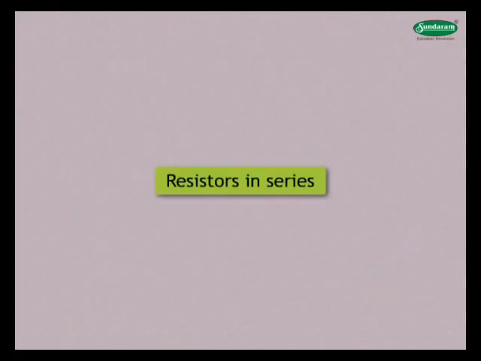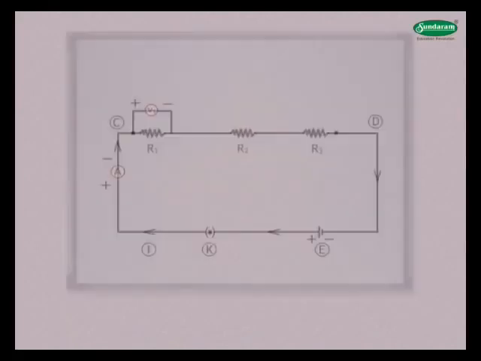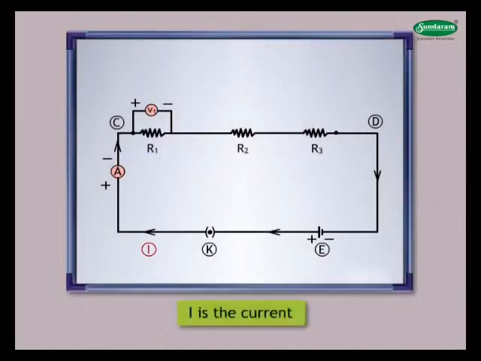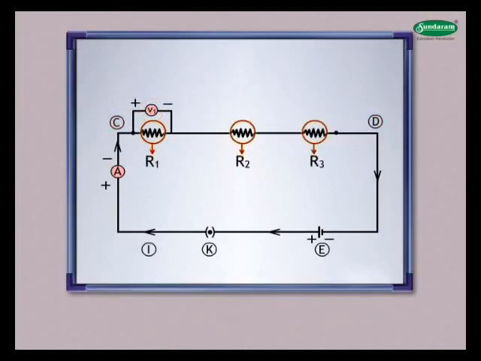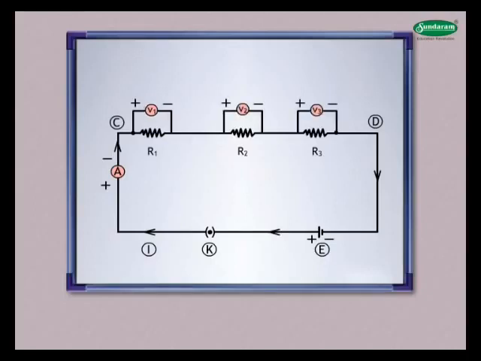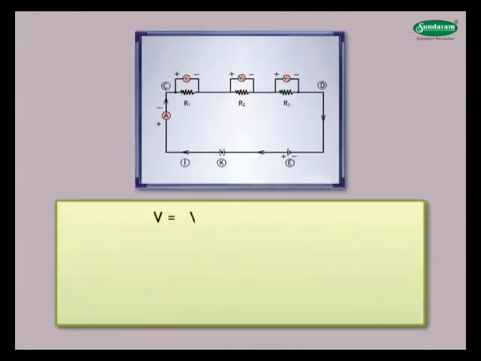Let us study in detail about resistors in series. As shown in the figure, suppose I is the current and V is the PD across points C and D. R1, R2 and R3 are the 3 resistors connected in series between points C and D. Then RS is the effective resistance in a circuit and V1, V2 and V3 are the potentials across the 3 resistors such that V is equal to V1 plus V2 plus V3. Let us mark this as statement 1.